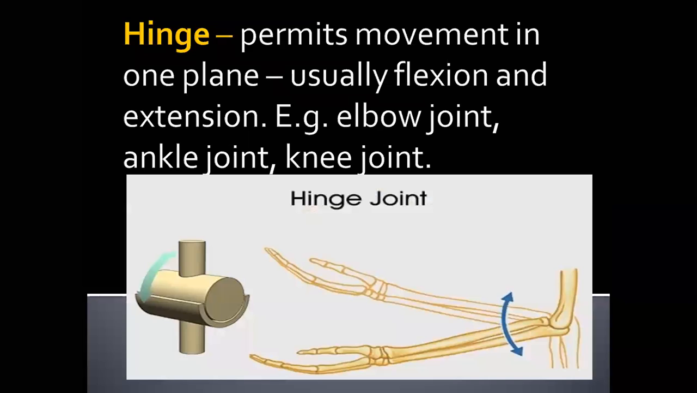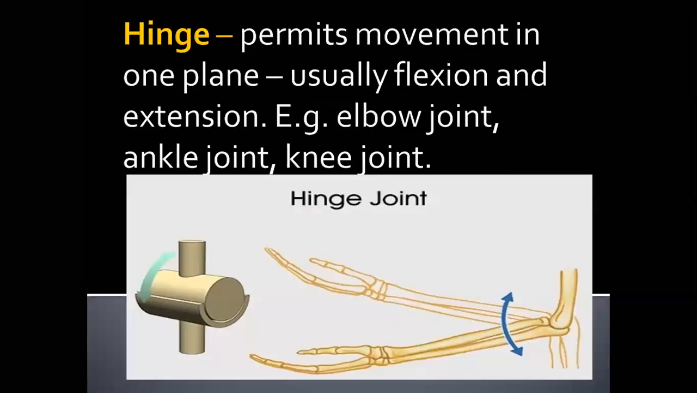Now the second type is the hinge joint. A hinge joint permits movement in one plane or in one direction only. For example, when we perform flexion and extension of our forearm, the elbow joint is an example. The ankle joint and knee joint are also examples of hinge joints. When we flex our arm, for example, when we move our arm towards our body, it is flexion. And when we move our arm away from the body, it is extension. So it permits one movement only.